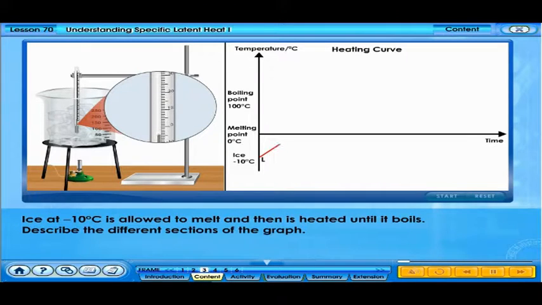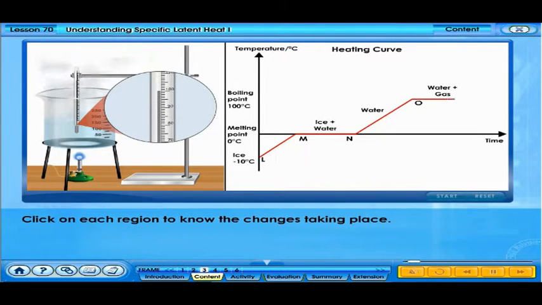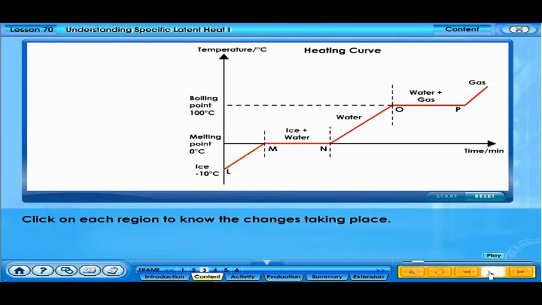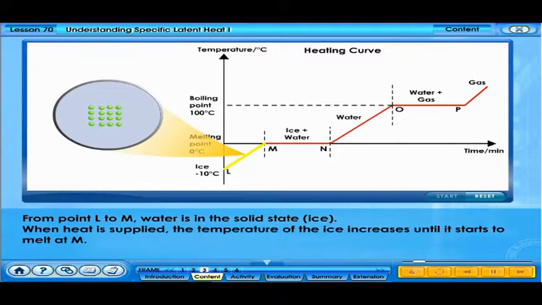Ice at -10 degrees Celsius is allowed to melt and then is heated until it boils. Describe the different sections of the graph. Click on each region to know the changes taking place. From point L to M, water is in the solid state, ice. When heat is supplied, the temperature of the ice increases until it starts to melt at M.